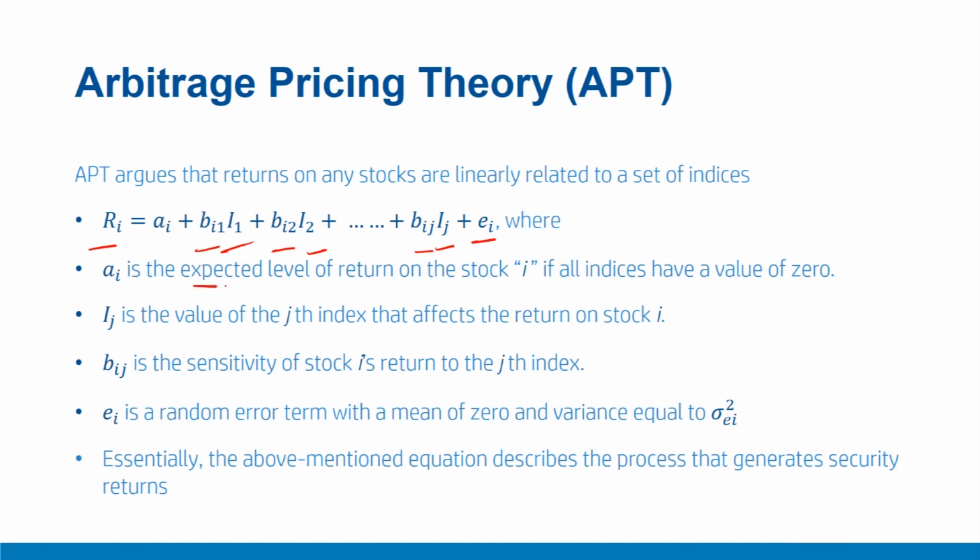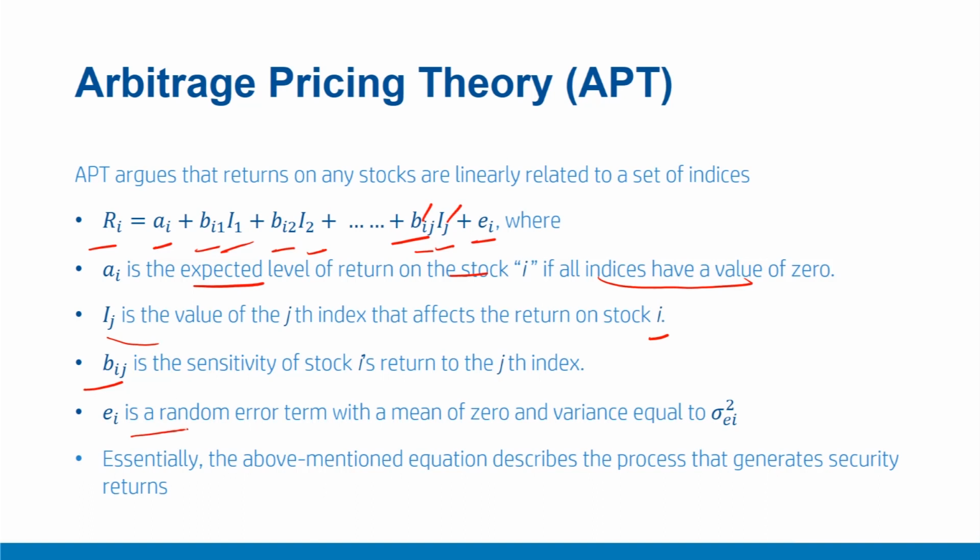Alpha i here is the expected level of return on stock i if all the indices have zero value. This alpha i is also a stock specific term. Ij's are the values of the jth index, for example I1, I2 and so on, that affect the return on stock i. These are the broad influences that affect a large number of stocks at the same time in a similar manner. Bij is the sensitivity of stock i to the jth index. It is something similar to beta that we have studied in the context of CAPM. So for example Bij here is the sensitivity of stock i to influence Ij.